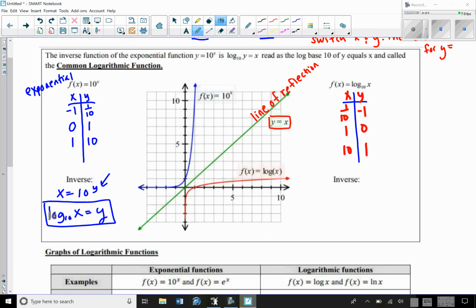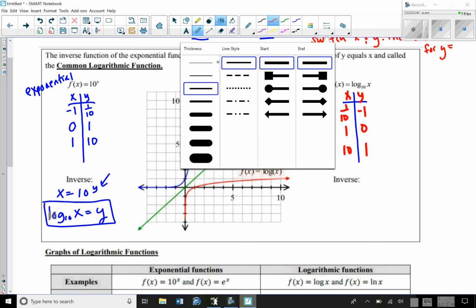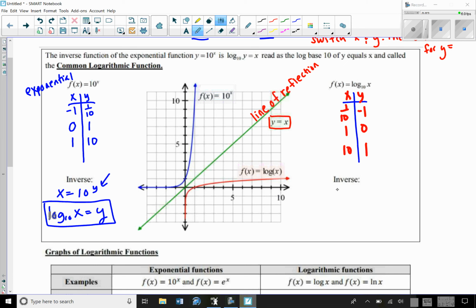Over here we can do the same thing. If we solve by switching our x and our y values, in this case we get x is equal to log base 10 of y. The only way to get that y out of the log is to use exponential form. So the base always stays the base. So this is 10 to the power of x is equal to y, and that would be the inverse. And as you can see, that's why these are reflected across the line y equals x.